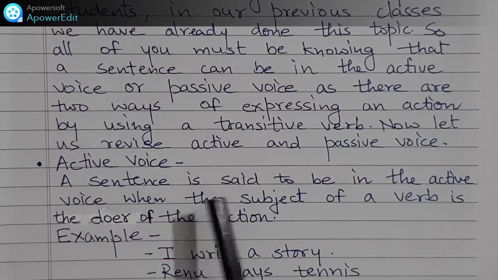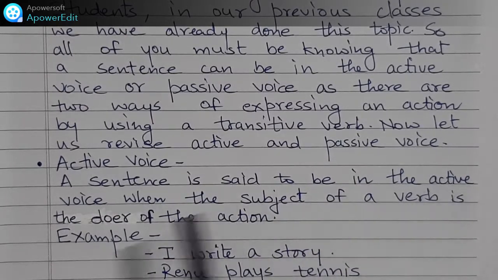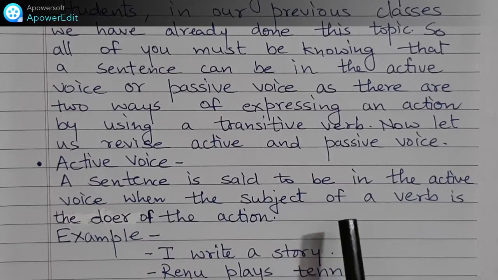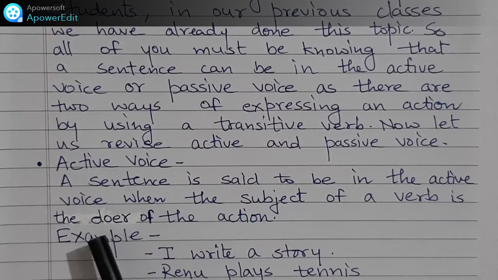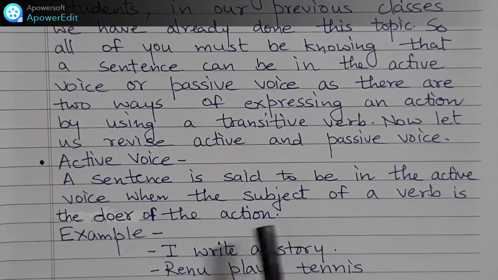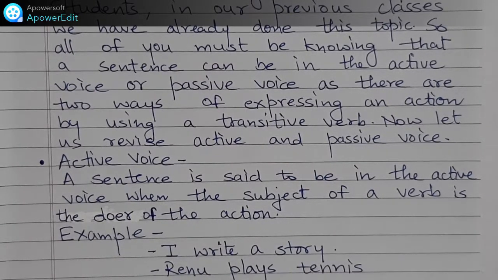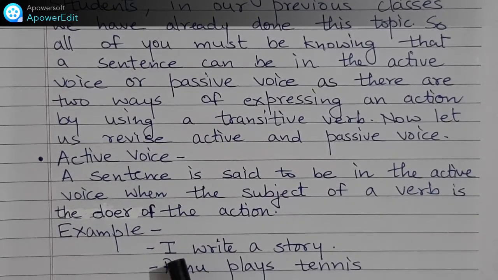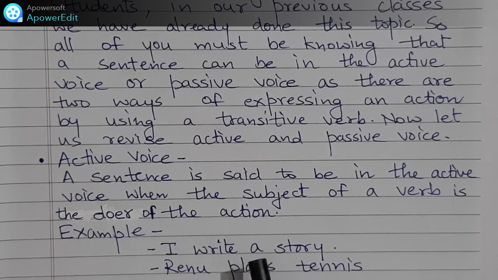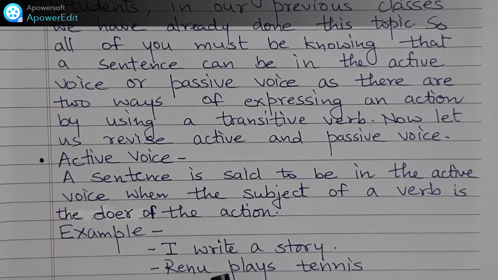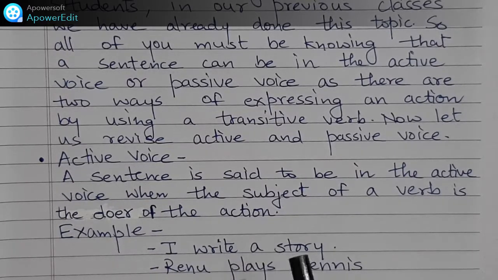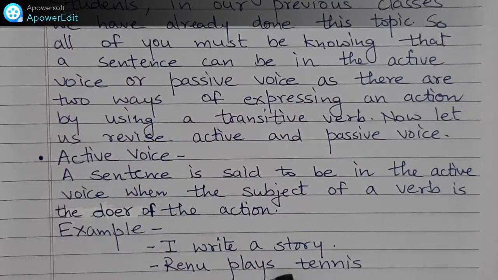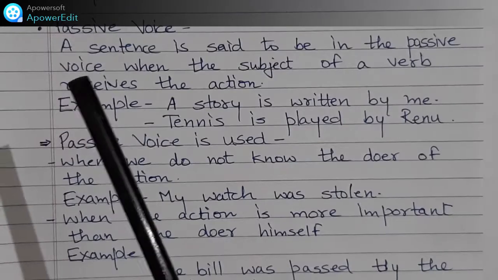A sentence is said to be in the active voice when the subject of a verb is the doer of the action. For example, I write a letter. Renu plays tennis. So students, here you can see subject I and subject Renu. Both are the doer of the action. So these sentences are in active voice.